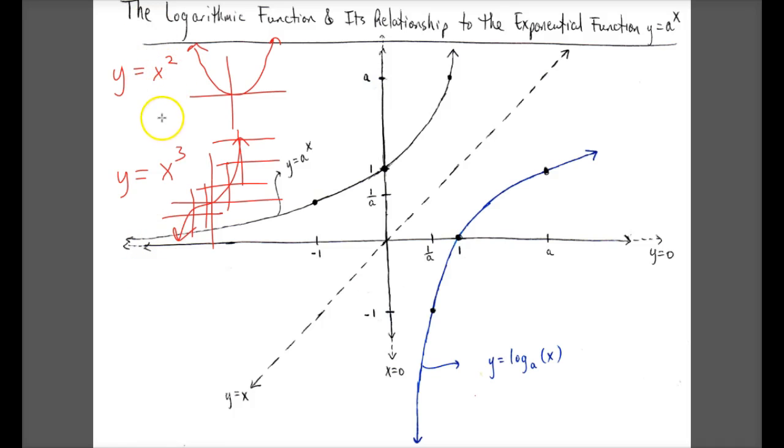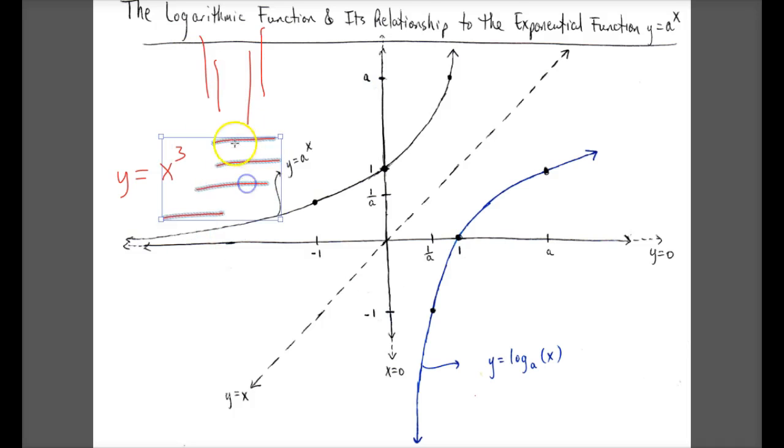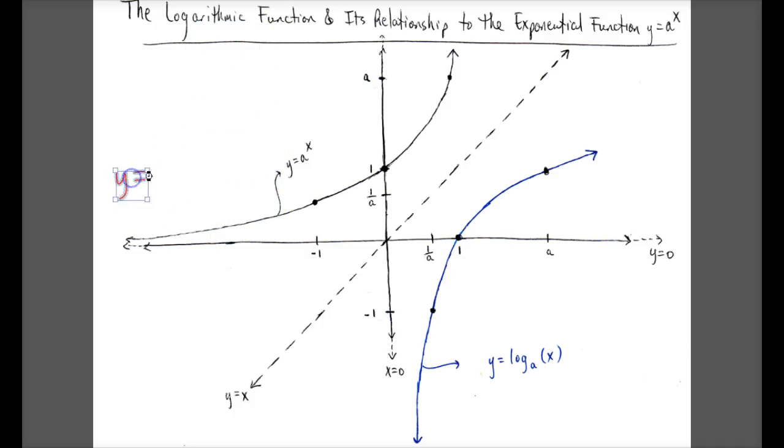X squared, however, does not satisfy both of those conditions. We know that x squared is a function because it passes the vertical line test, but it does not pass the horizontal line test because we see for this horizontal line, it crosses x squared both here and here. So x squared is not considered to be a one-to-one function. Okay. Now, I'm going to erase all of this and go to our actual graphs here so you can see how that relates to what we're doing here.